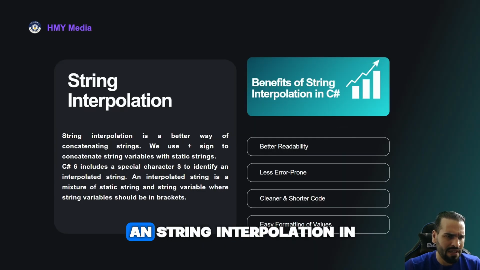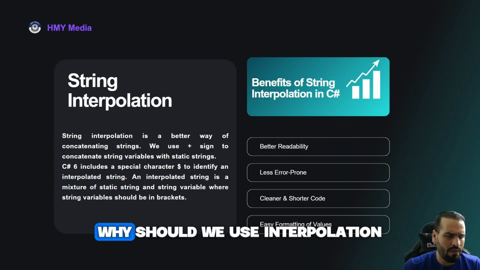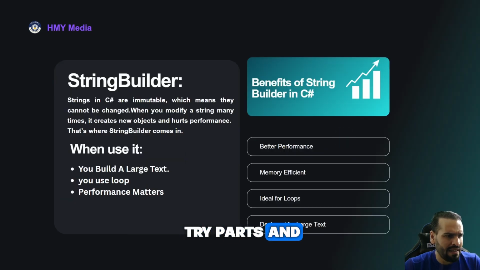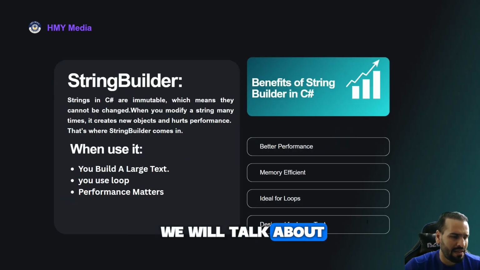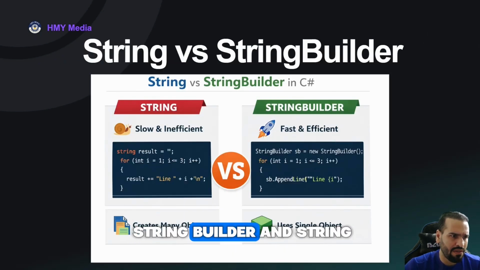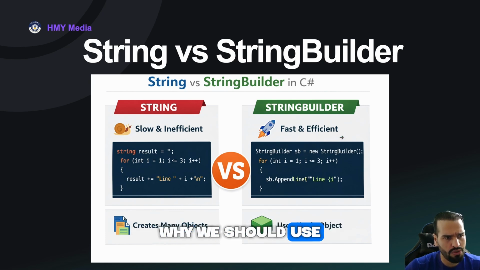And the benefit of string interpolation in C#. Why should we use interpolation? We will also talk about parse and try parse. And in the last part, we will talk about the string builder. What is a string builder and what is the difference between a string builder and a string? Why should we use a string builder and when should we use it?